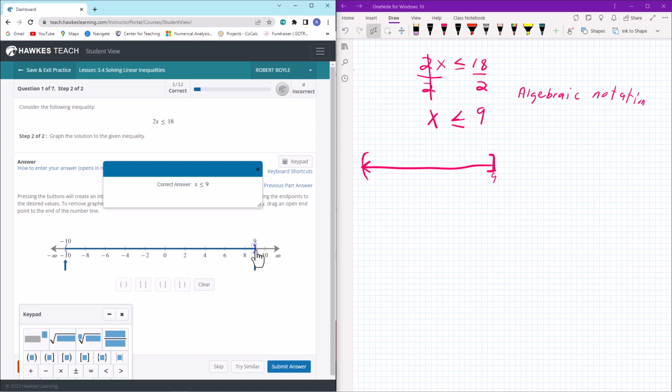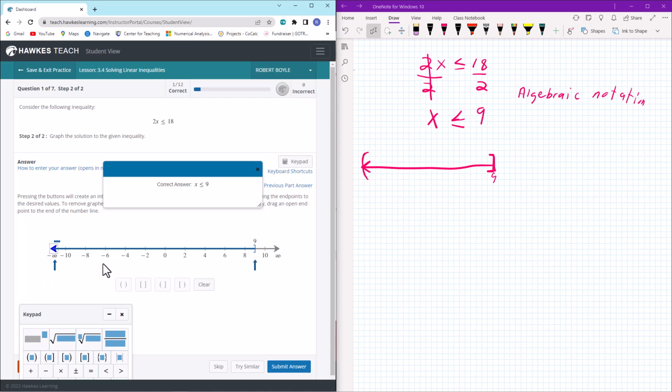Right there. That would be 9. Notice how it kind of tells you what the number is. But then you need to move this to the negative infinity. Right now it's at negative 10. To get it to negative infinity, you need to move it all the way down to there. Once you get it there, you're at negative infinity.